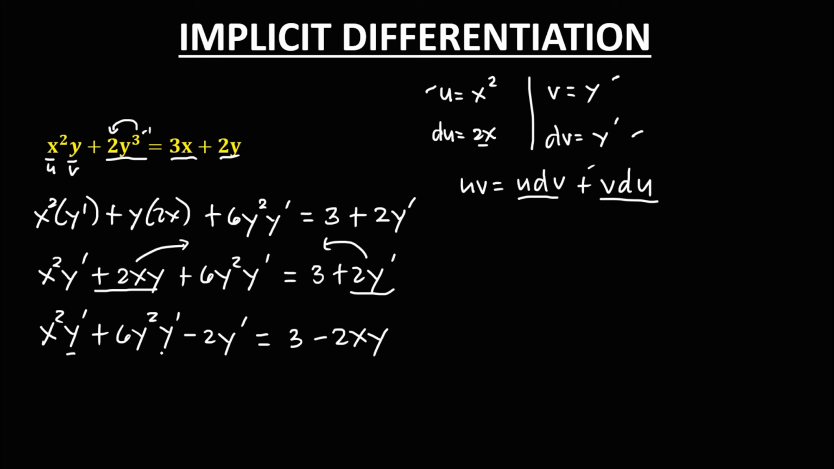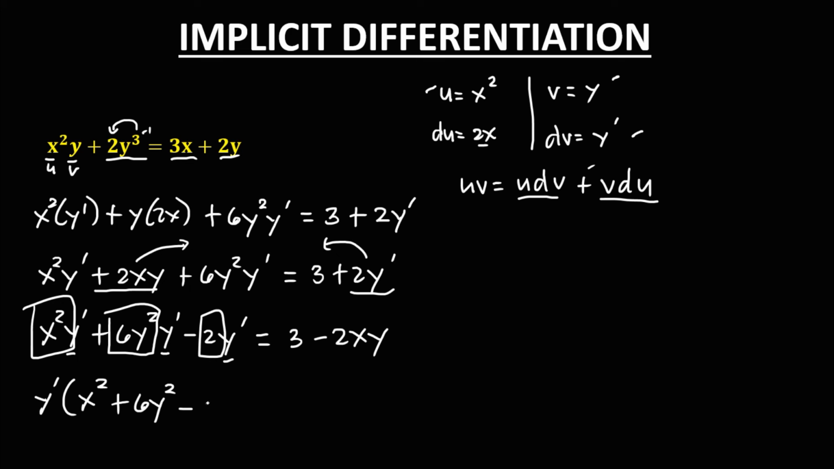Then we need to put this y prime outside. So we have y prime times the remaining, that's x to the power 2 plus 6y to the power 2 minus 2, then equals 3 minus 2x times y.